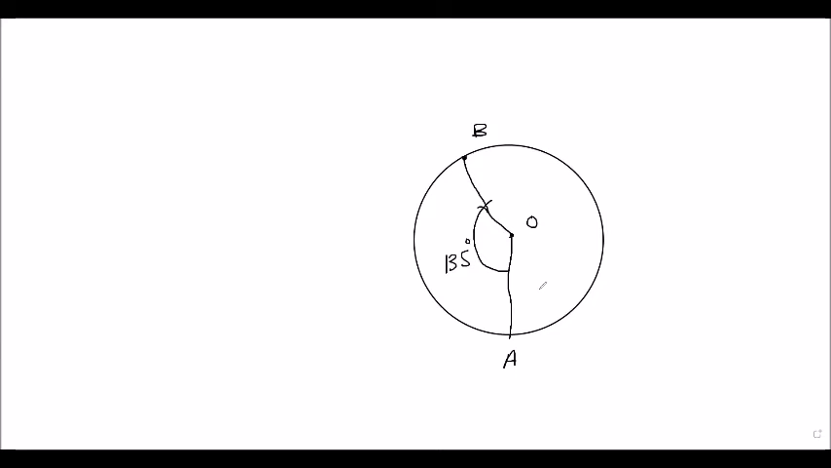OA horizontal lo, vertical lo, kuch bhi lo, but you have to make sure that you have a baseline here, OA or OB, at least one. Then from that you have to measure 135 degrees till OB. And now you have to draw tangents at A and B.